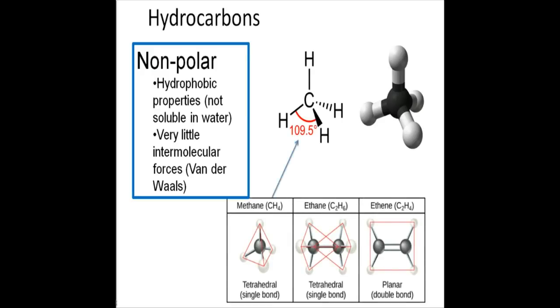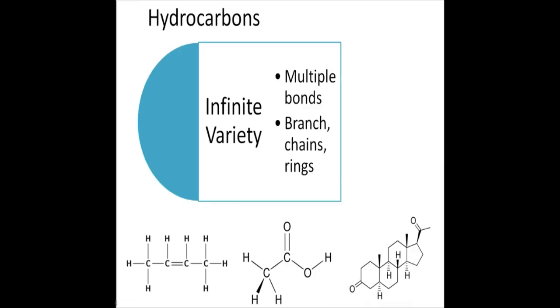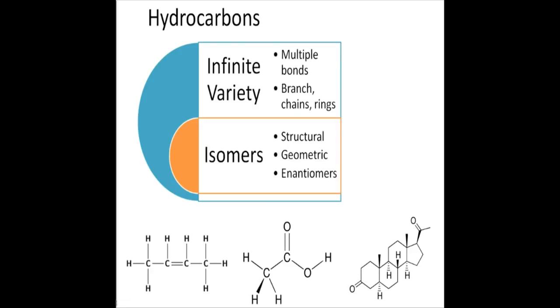So you get all these different shapes. You can have double bonds, you can have chains, you can have ring structures with carbon. But the most interesting things come when we start replacing these hydrogens with other covalently bonded elements such as oxygen and sulfur and phosphorus. Because of this, when we start replacing these hydrogens, we get an infinite variety of molecules that can be made with a carbon backbone. You can have multiple bonds, branches, chains, ring structures.